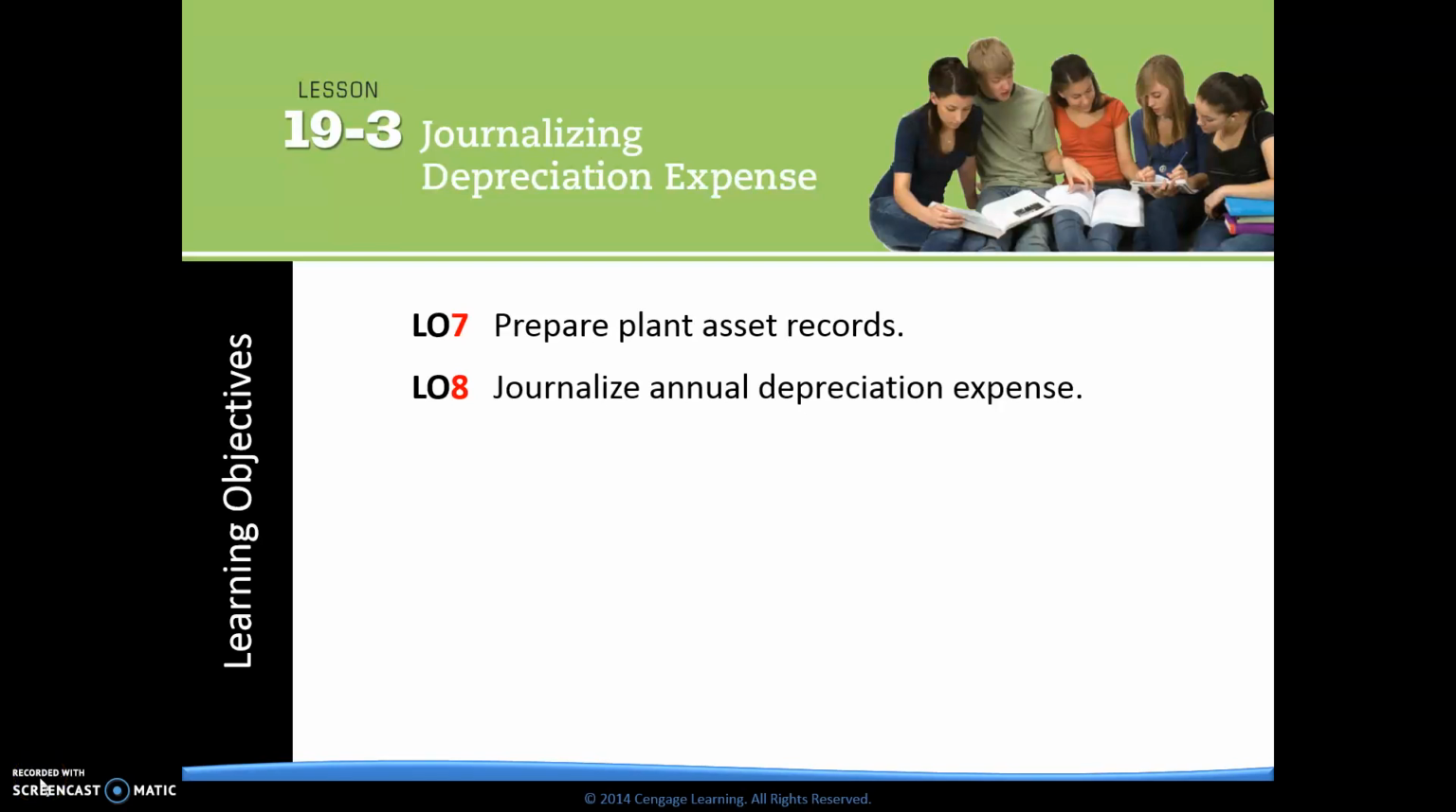Okay, continuing on with our depreciation expense chapter in chapter 9, we're now in section 19.3 where we will complete a plant asset record and also work on journalizing our annual depreciation expense.